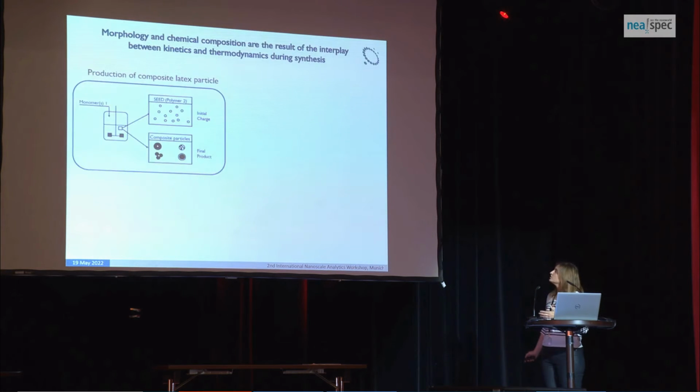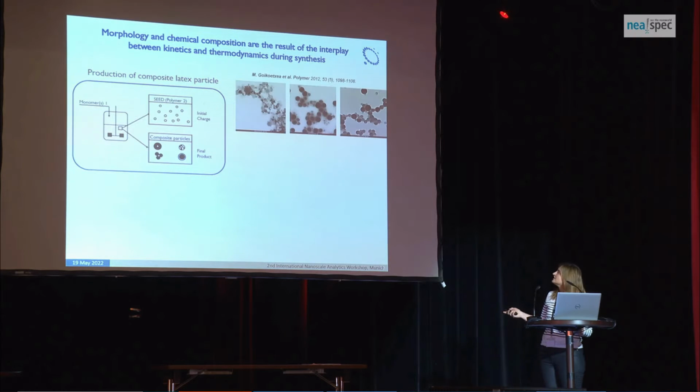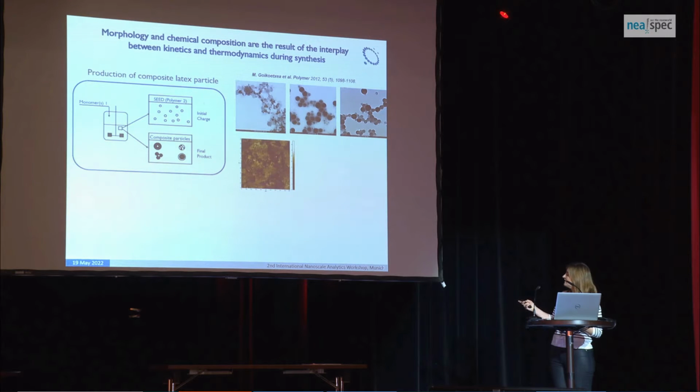Both chemical composition and morphology are the result of complex kinetics and thermodynamics that occur during the synthesis. Depending on how we polymerize, we might end up with different morphologies. This is an example of the same system in which we use different conditions and we end up with different morphologies, say phase separation, core shell, and homogeneous particle, which in the end lead to different films.